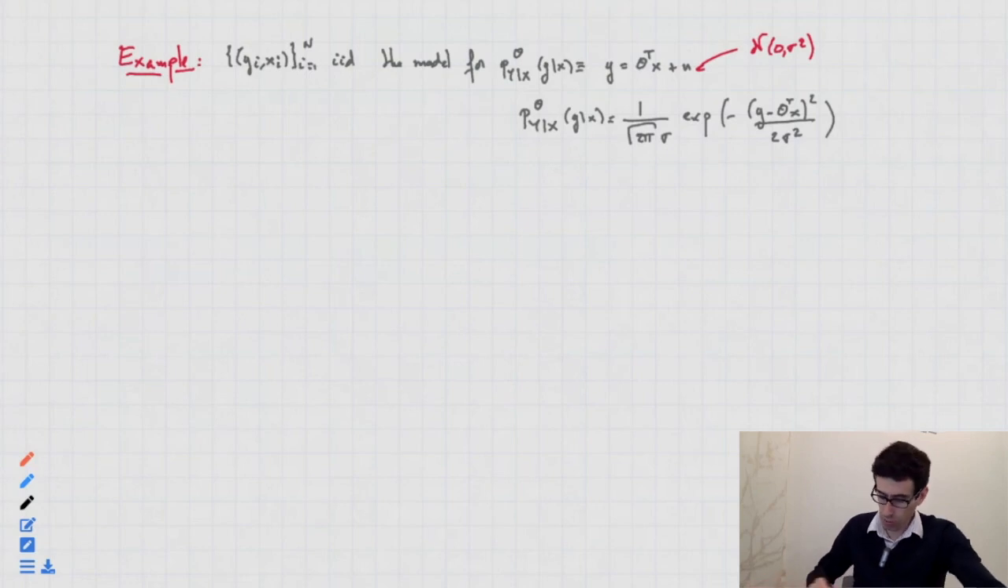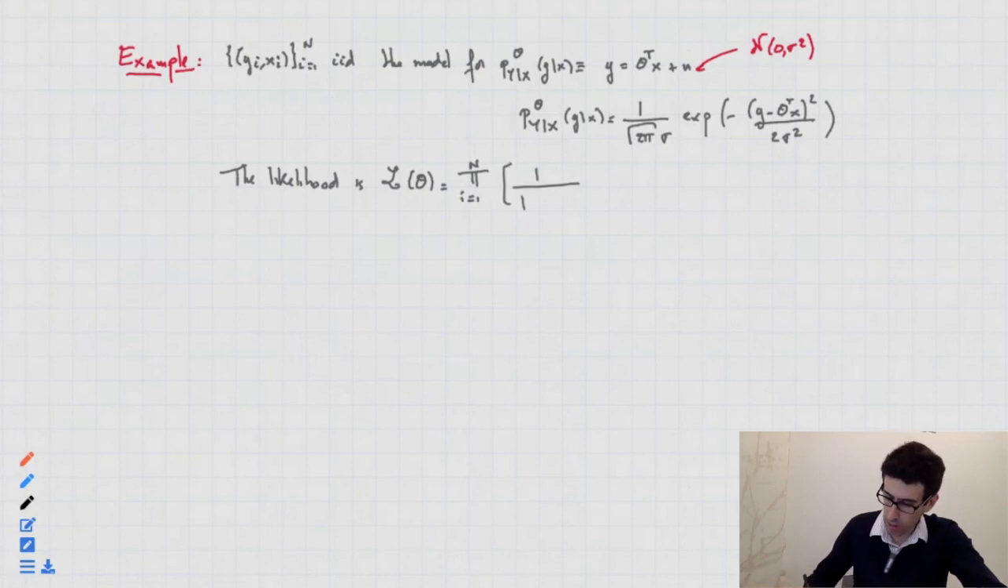So let's go. Let's try to form the likelihood of the parameter theta that we're trying to estimate. The likelihood, by definition, is going to be this capital L of the parameter theta that I'm after, and it's the product from i equal 1 to n of these probabilities. So if I write things explicitly, it's the product from i equal 1 to n of 1 over square root of 2 pi times sigma, exponential of minus yi minus theta transpose xi squared divided by 2 sigma squared.